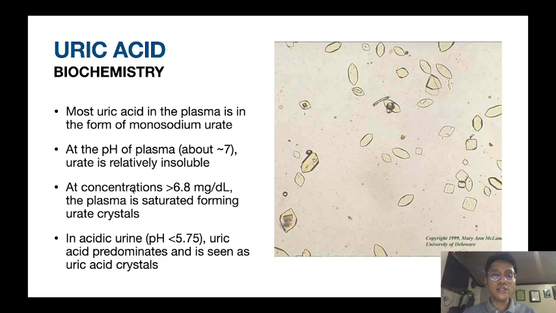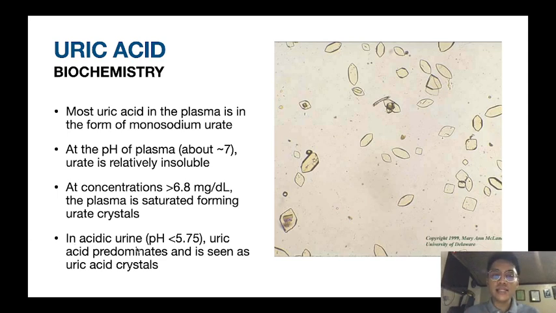So ito, at concentrations greater than 6.8 mg per dl, the plasma is saturated, forming urate crystals. So kapag mas malaki na sa 6.8 mg per dl, so ito lang ang kaya ng ating plasma na i-dissolve. So kapag greater na siya sa 6.8, 7 mg per dl and more, that will form urate crystals. Yun na yung urate crystals, yun na yung ma-deposit sa ating joints, causing pain and inflammation.